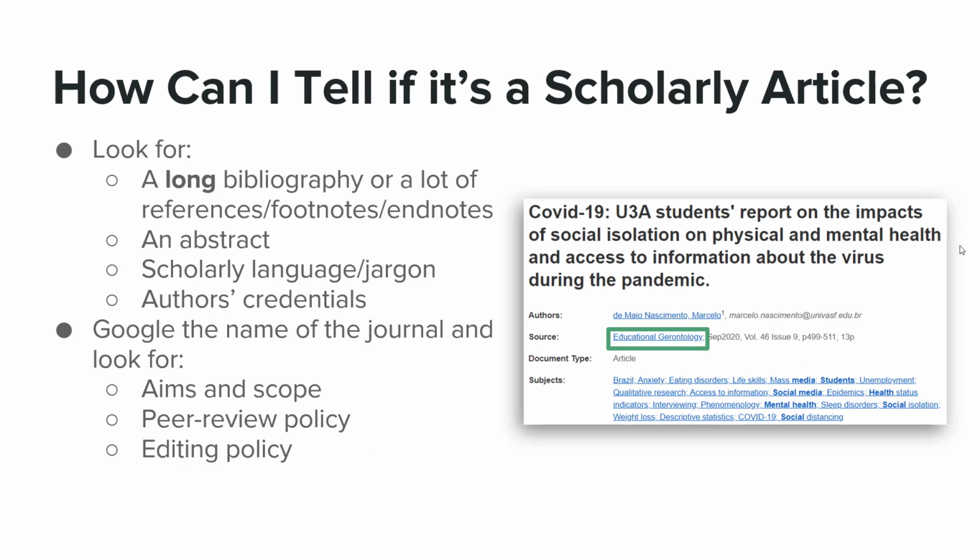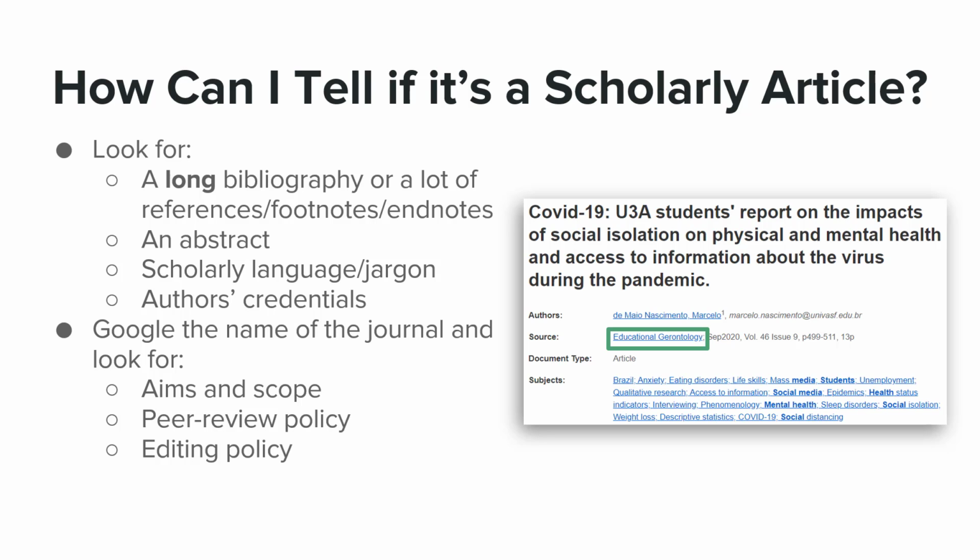So how can we tell if something is a scholarly article? Well, when we find things in a database, it's usually a little bit easier to identify them because we have these really lovely records that give us a ton of information about the article. And you can use the link in the source to investigate the publication where this article was found. So in this example, we have Educational Gerontology. That just sounds like a scholarly journal, right?